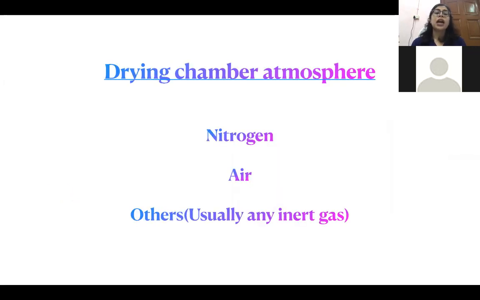Then comes the drying chamber atmosphere. The drying chamber atmosphere can be normal air, or a special atmospheric condition can be created, like nitrogen, which is the most commonly used, or any inert gas such as helium or argon. Why inert gases? So that oxidation does not happen. So either it is normal atmosphere air, or nitrogen, or any other inert gas. Clear?